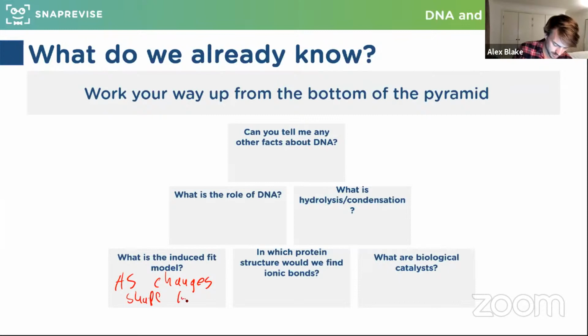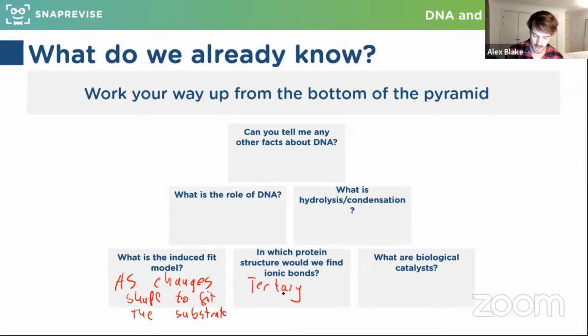Shape to fit the substrate, which was pretty much what all of you guys were saying. So that's really good. Nice. Next question. In which protein structure would we find ionic bonds or ionic bonding? Nice. Yes. Tertiary structure. Perfect.